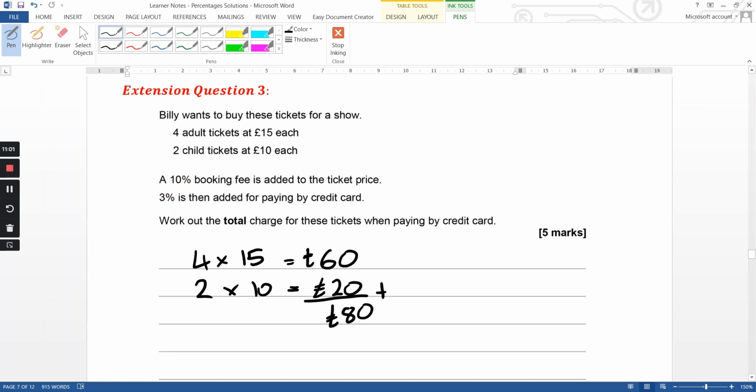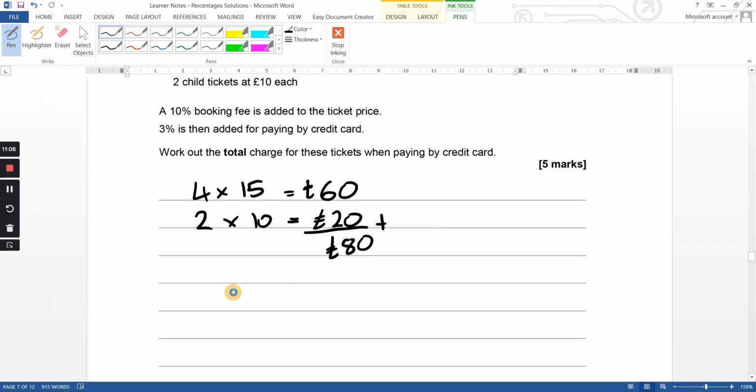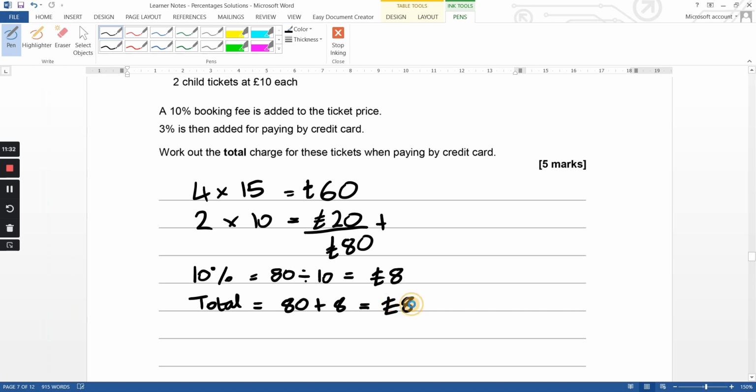Then a 10% booking fee is added. Remember this is without the calculator, but 10% should be dead easy. You just divide it by 10. So 10% of that is £8. So now the total is 80 plus 8, which is £88. I reckon we got about 3 marks already.